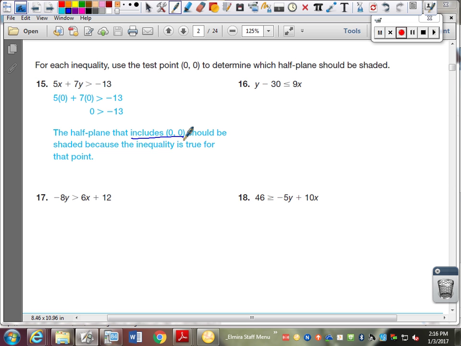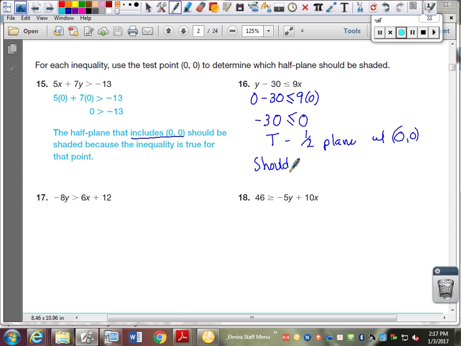So if we were doing number 16, 0 minus 30 is less than or equal to 9 times 0. Okay, so negative 30 is less than or equal to 0. Okay, well that's true. So the half plane with 0, 0 should be shaded.